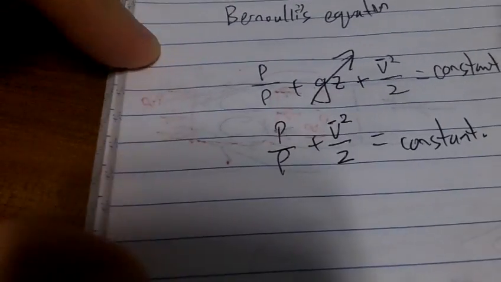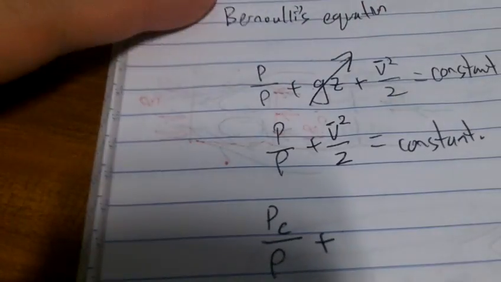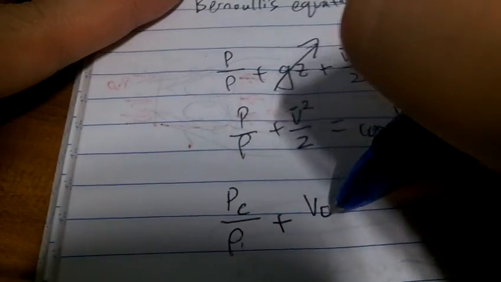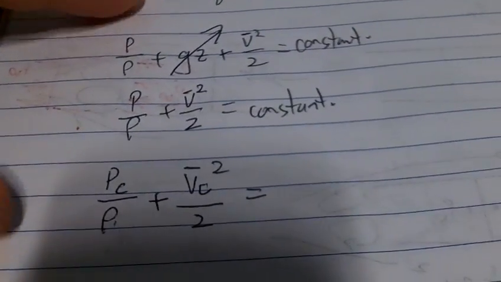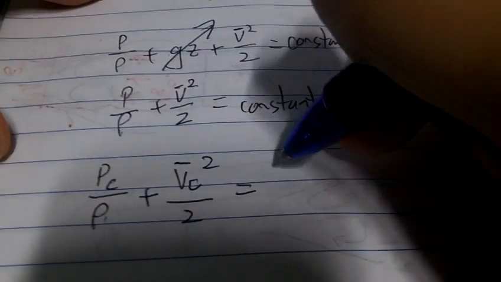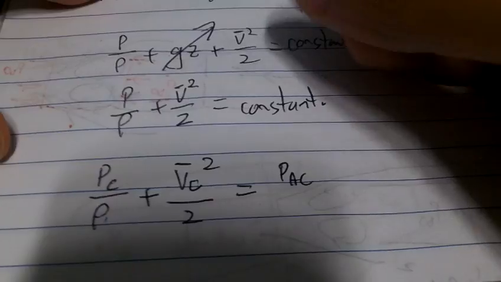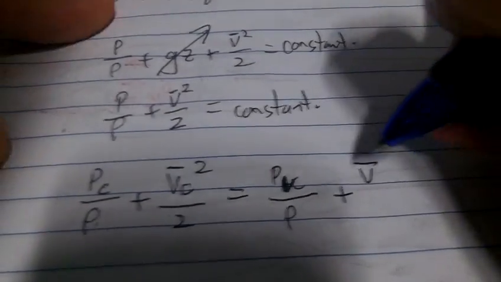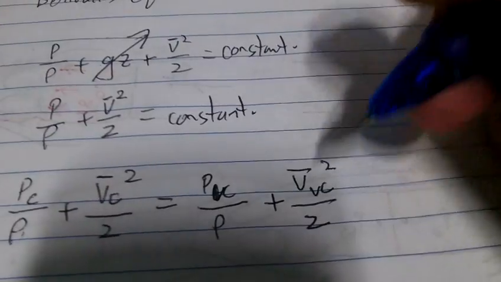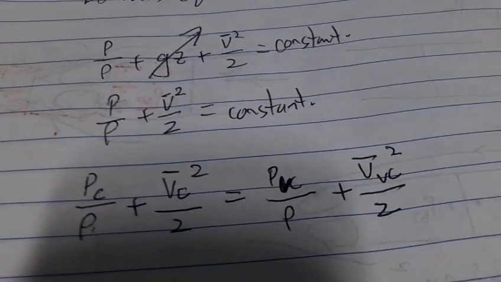So let's place in our subscripts. PC over rho, where rho is the density of the fluid, which we assume is constant, plus VC squared over 2, equals the pressure at the vena contracta over rho plus V of the vena contracta, the velocity at the vena contracta. So this should be VC here. We bold it so you can see it properly. This is our first equation. Sorry, it's a bit ugly.